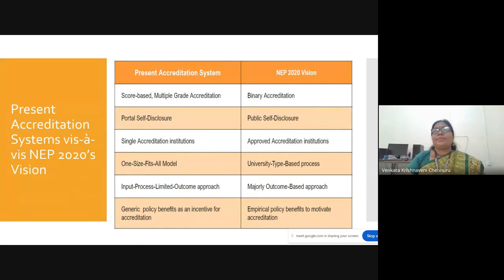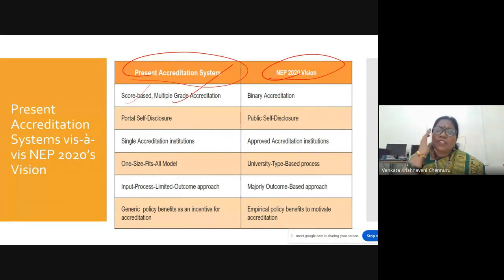How it is now: the present accreditation system is score based. Just now you have seen the CGPA calculation, like 3 point something is A plus grade. Multiple grade accreditation, 8 point grade accreditation was there. But the NEP 2020 vision was binary accreditation, whether accredited or not. So that is its vision.